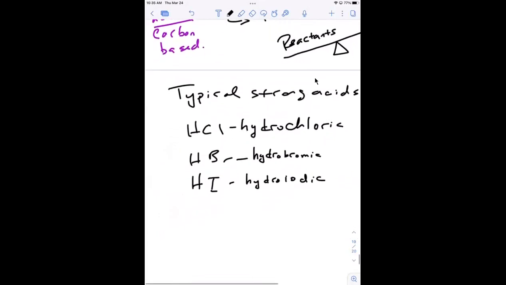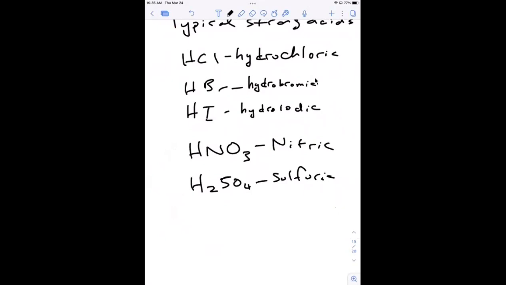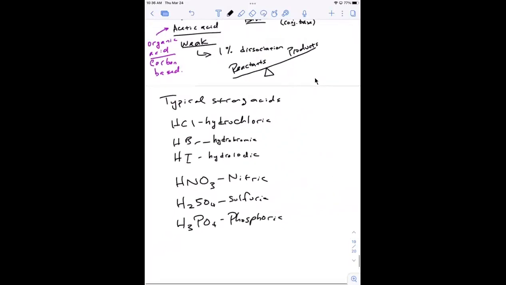And then you have other strong acids like nitric acid, a super strong acid. Sulfuric acid, which we'll see a lot. And then phosphoric acid, which is also pretty strong. So these are examples of strong acids.